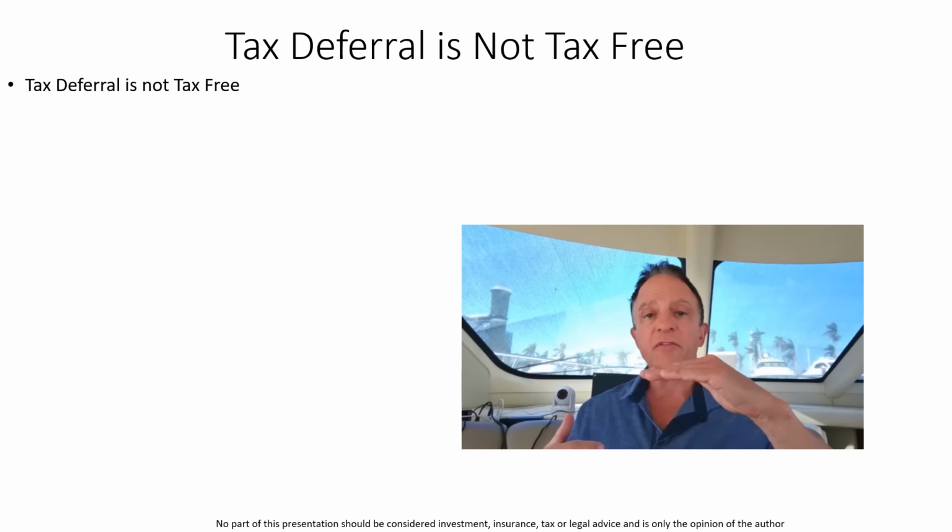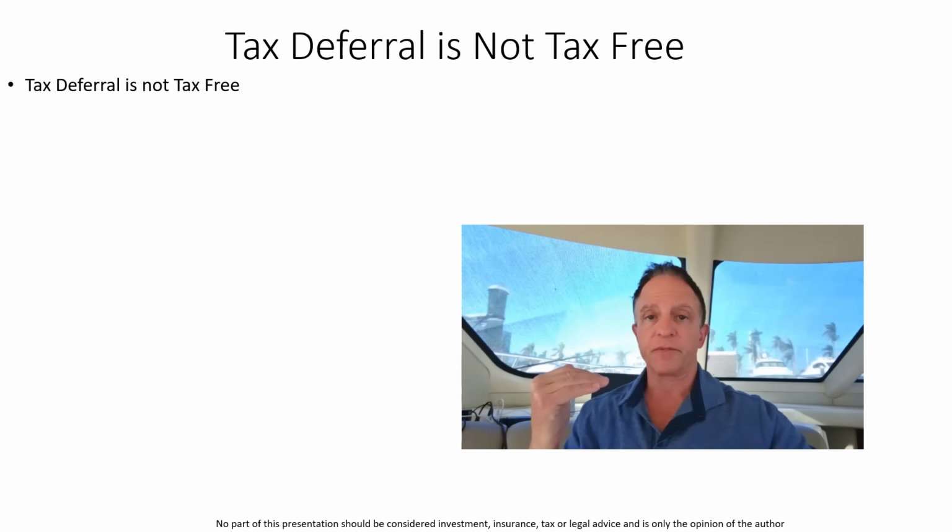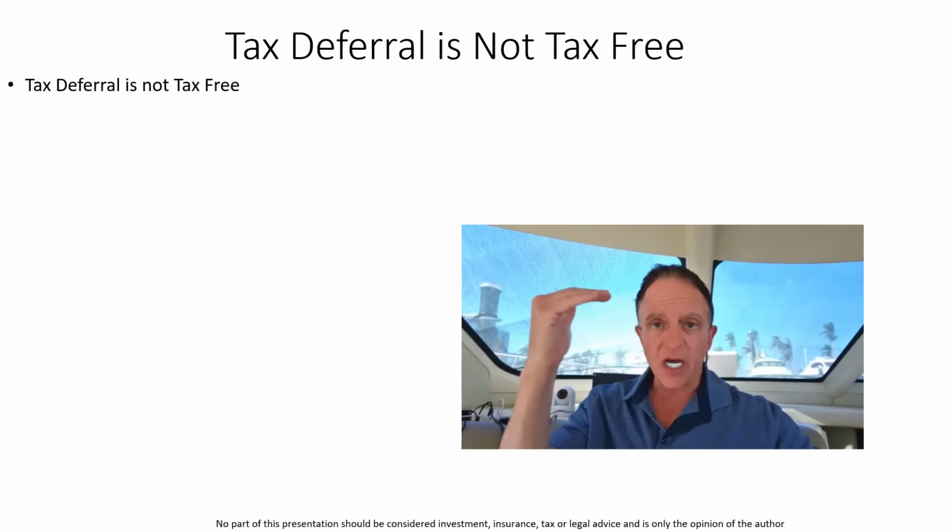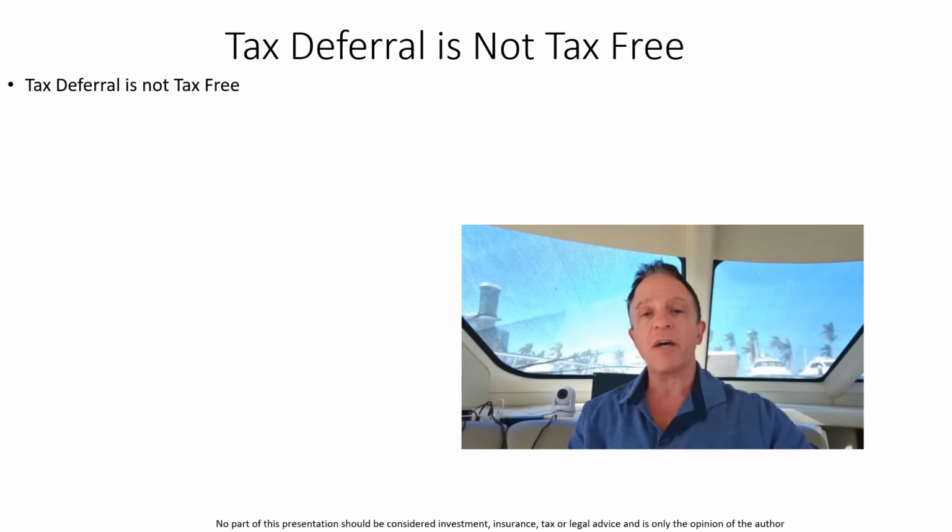So if you buy a stock for $100 and it's now worth $1,000 and you say, I'm going to cash it in, you have $900 of capital gain. But if you leave it to your children, they get it with a new basis. It gets stepped up to the current value, which is $1,000.